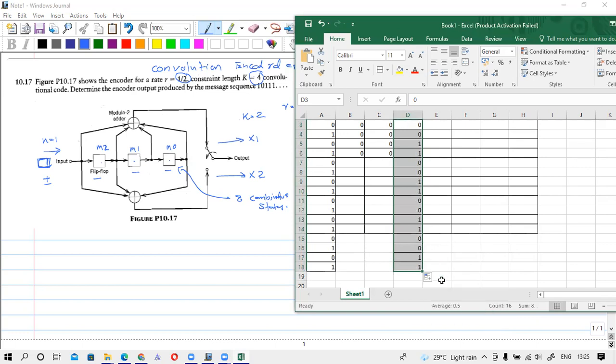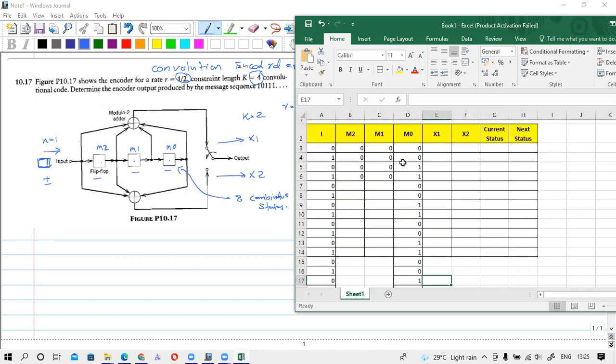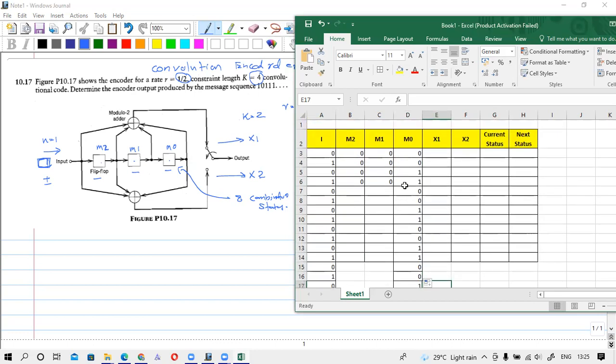So I copy the cell. I hope it is okay. 0, 0, 1, 1. You can see that here there are 2 rows for each status. The other status will be 0, 1, 0, so again we should have 0, 1, 0. This is another status.